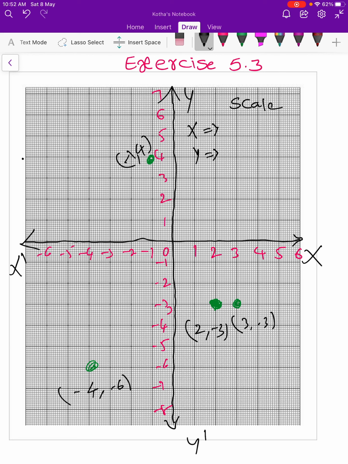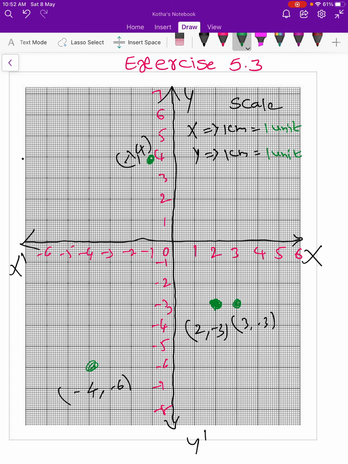Here every box represents 1 centimeter. On the x-axis we are taking 1, 2, 3, 4, so 1 unit. On the y-axis also we are taking 1, 2, 3, 4, so 1 unit. So on the x-axis 1 centimeter is equal to 1 unit. On the y-axis also 1 centimeter is equal to 1 unit.